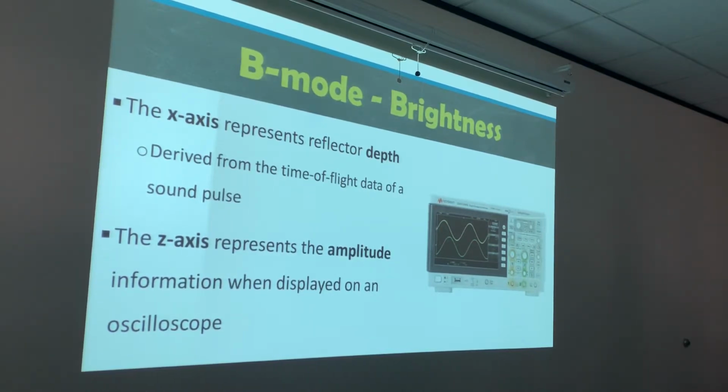So again, key thing to remember about B mode, guys, it's the only one that has a z-axis, which represents the amplitude. Just like with A mode, the y-axis represents amplitude. With B mode, the x-axis represents time of flight or depth, the same thing, and the z-axis represents the amplitude, not y.